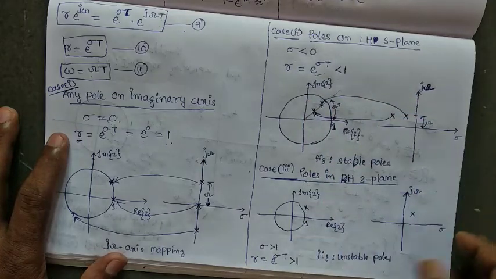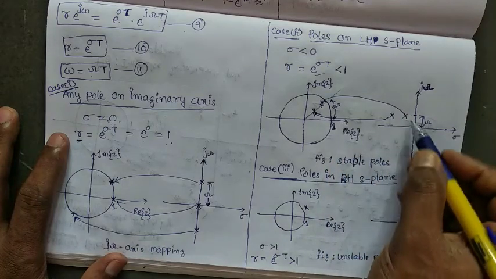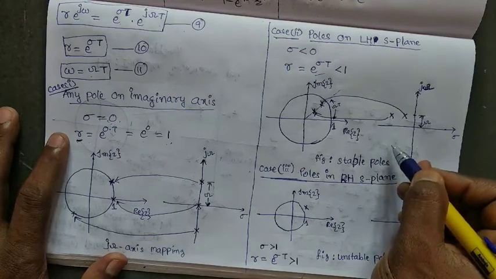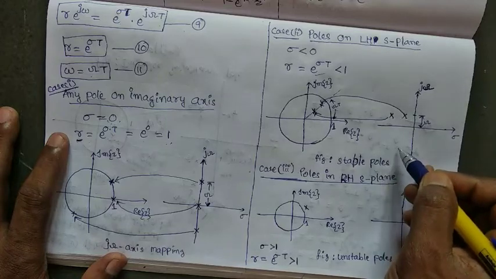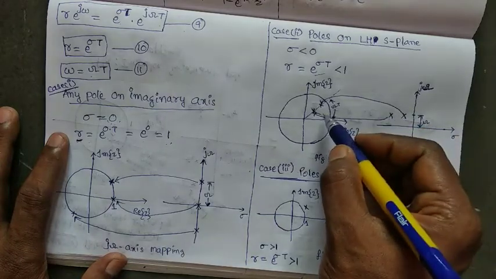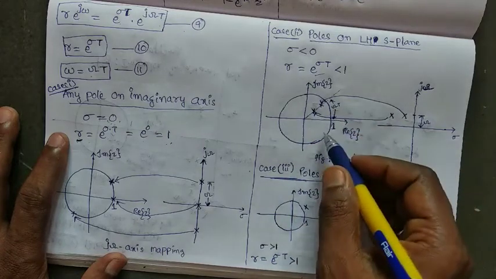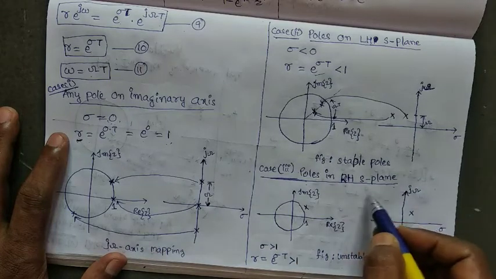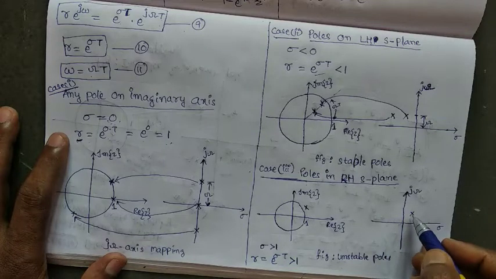Third case is poles on the right half. The poles in the left half S plane indicate stable poles. The stable poles in the left half S plane map inside the unit circle in the Z plane. The poles in the right half S plane are unstable poles. Here we are mapping these unstable poles.